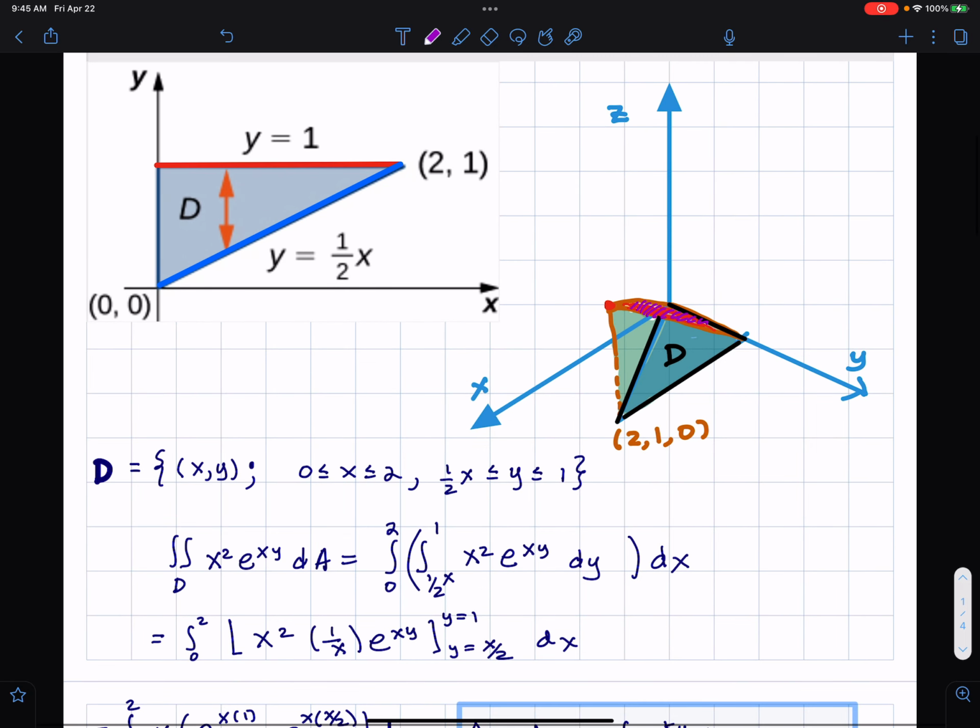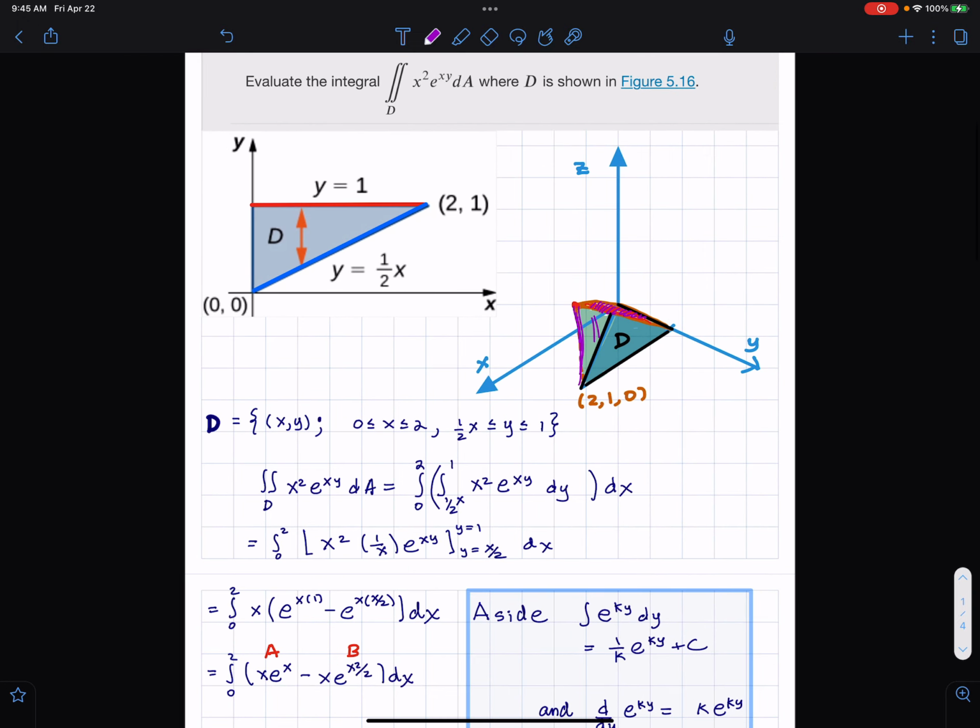But I was just trying to point out that this is the volume of the solid region under this surface, z equals x squared e to the xy. It's the volume of that solid over this triangular region, which is D here, and it turns out the volume is 2. All right, well, it's pretty great.